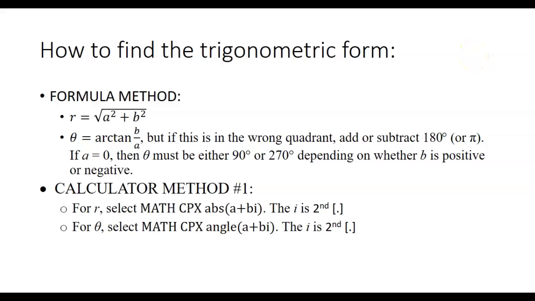So, given a particular complex number, a plus bi, how do you find the trigonometric form? How do you find the r and the theta so that you can write r times the cosine of theta plus i times the sine of theta? Well, if you're working it out for yourself from the formulas, r is the square root of a squared plus b squared.